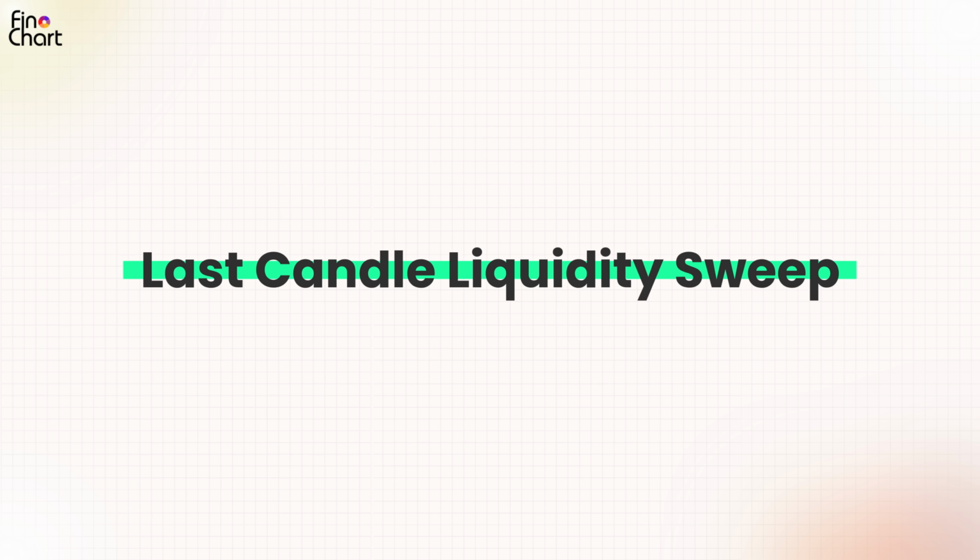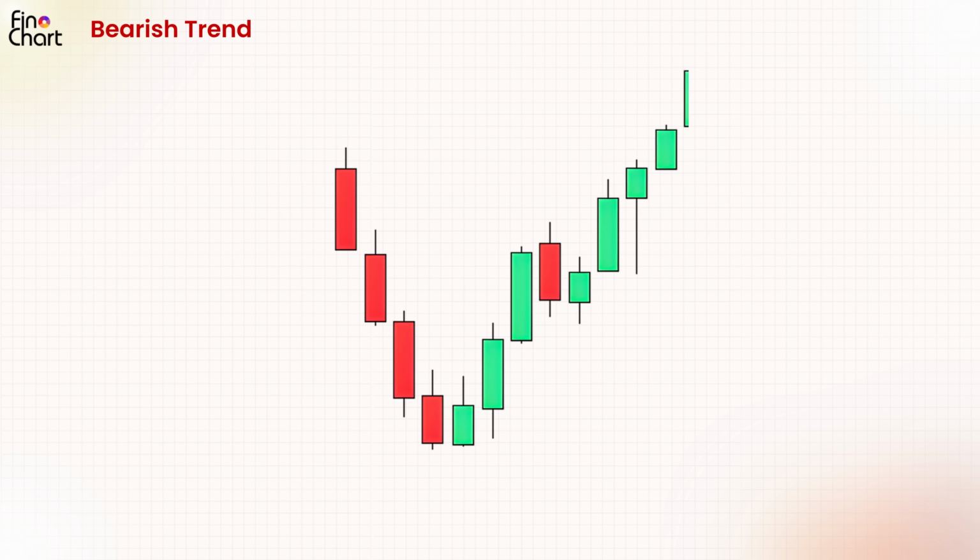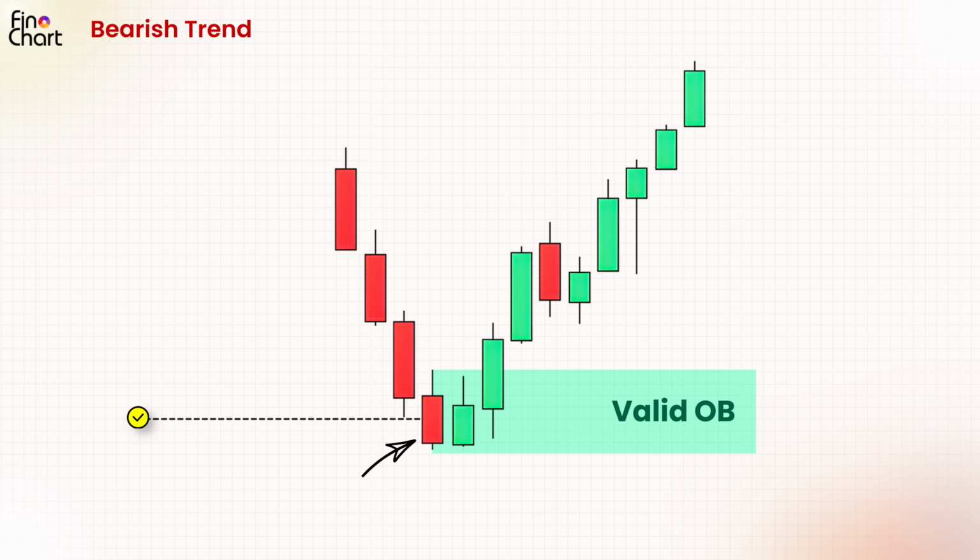Rule number 1, last candle liquidity sweep. In a bearish price action setup, let's say the market makes a strong move to the upside after a certain bearish candle. Now, for that candle to qualify as a valid order block candle, it must have broken below the low of the candle before it.